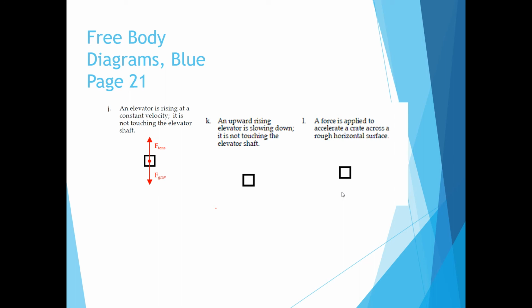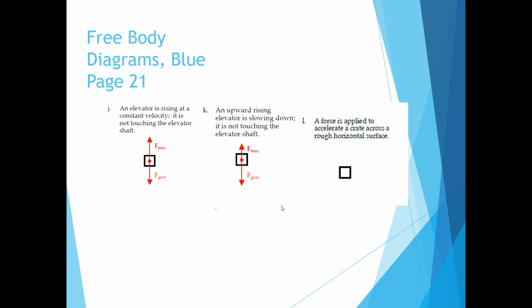For the next one, an upward rising elevator is slowing down. It is not touching the elevator shaft. So again, we're going to have gravity and we're going to have a tension force. But you notice the difference between these two. The one says it's constant velocity so that these two forces are actually equal. In this one, the elevator is slowing down, which means we need a net force opposing motion. So our net force would be going down. So they've drawn the tension force to be smaller than the gravity force here.